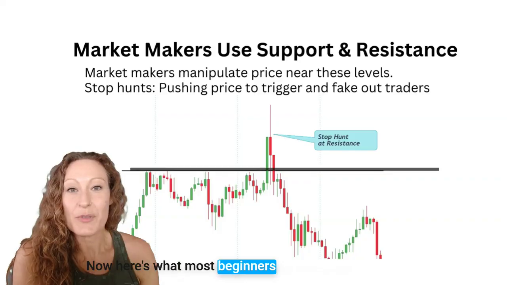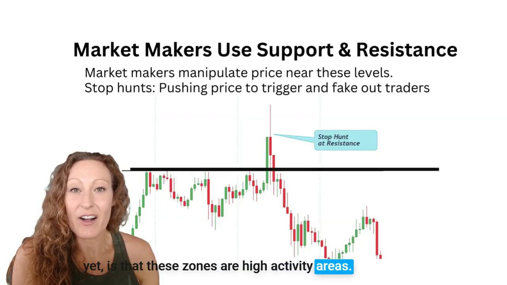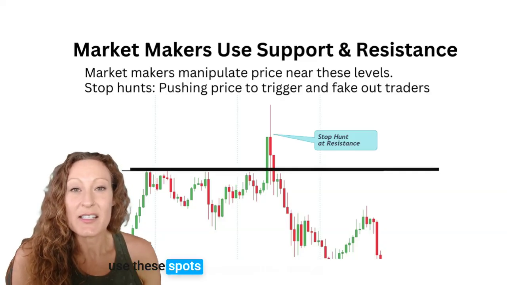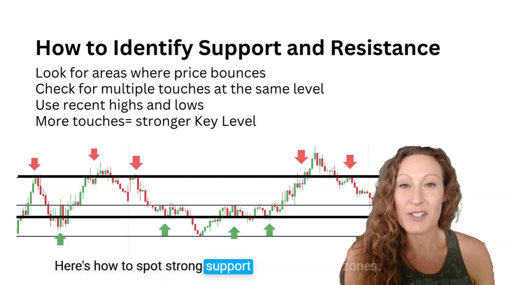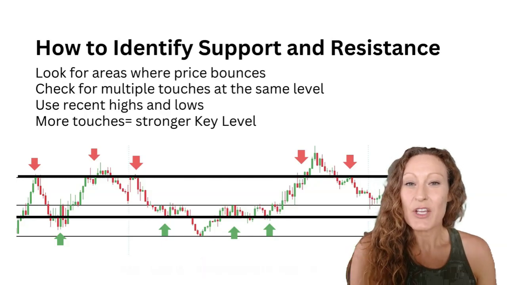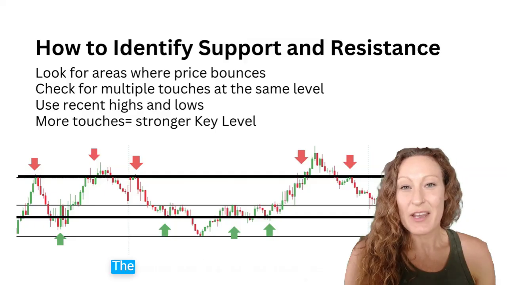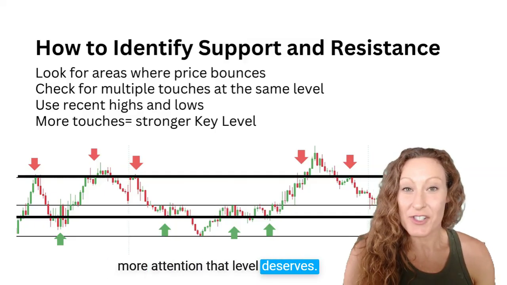Now, here's what most beginners don't realize yet, is that these zones are high activity areas. Big players, including the market makers, use these spots to make their moves. Here's how to spot strong support and resistance zones. You look for the areas where price has bounced more than once. The more confirmation you have, the more attention that level deserves.